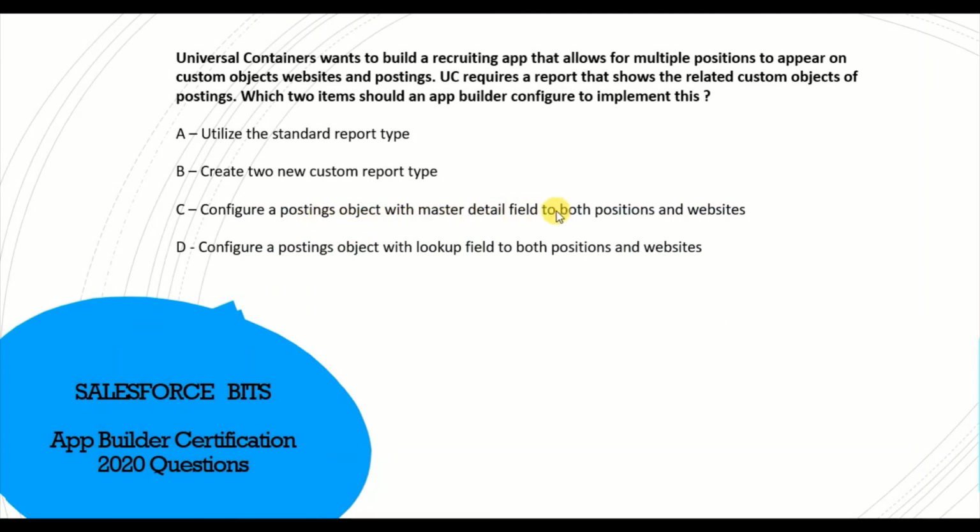Configure the posting object with master detail field to both positions and website. No, I don't think it's possible, because you can only have one detail, and if you added a position you cannot add a website, I believe, if I remember correctly. And configure posting objects with lookup field to both position and website. Yes, this is one of the two options, so the correct answer is B and D. So this is what I think about these questions.